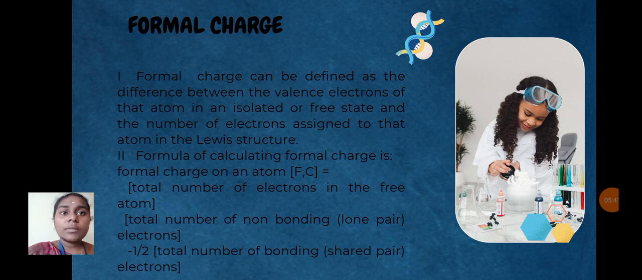Formal charge can be defined as the difference between the number of valence electrons of an isolated atom in the free state and the number of electrons assigned to that atom in the Lewis structure. The formula for calculating formal charge is: formal charge equals the total number of electrons in the free atom, minus the total number of non-bonding or lone pair electrons, minus half the total number of bonding or shared pair electrons.